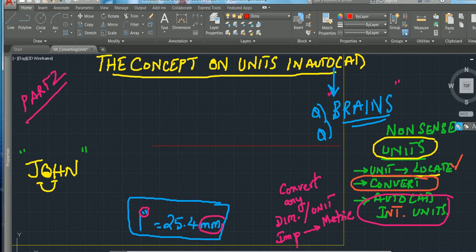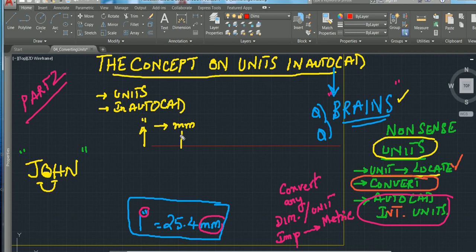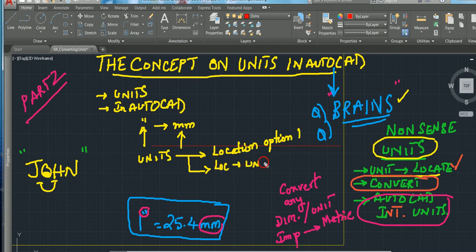You understood the following. First, AutoCAD does not care which units you are. He only considers units. Whenever you do any conversion in AutoCAD, say from inches to millimeters, or in other words from imperial units to metric units, first you change the units. For that, you need to know the location of the units command. Option 1 is here. Option 2 is to type units. Let's just quickly brush up. Units.